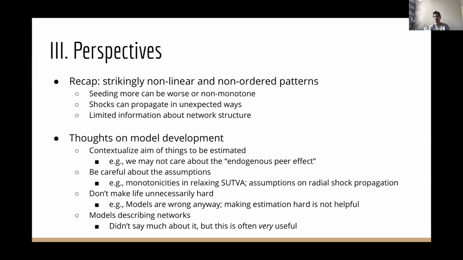I work on applied work in this space a lot. You've never seen me estimating an endogenous peer effect here. That's not to say people shouldn't. That's just to say the context of what we want to write down as a model is important.